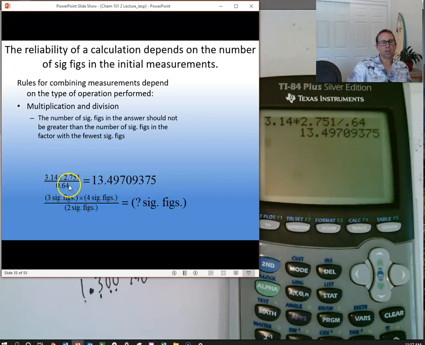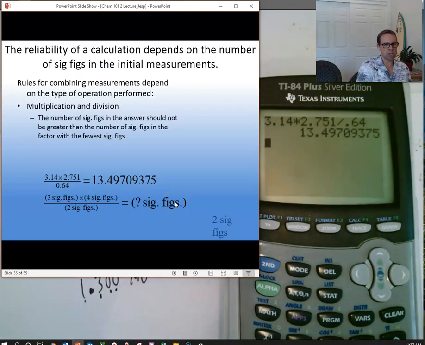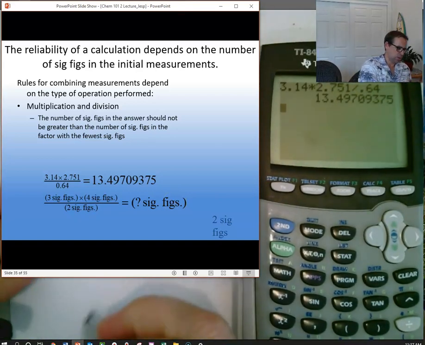That's right. So the answer is not going to be 13.49709375. It has to only have 2 significant digits. So I go to the second significant digit, it's a 3, and I look to the right. If the number to the right is 5 or higher, then I make this a 4. If it's not, I keep it as a 3. So the answer to the problem is 2 significant figures, and it's just 13.